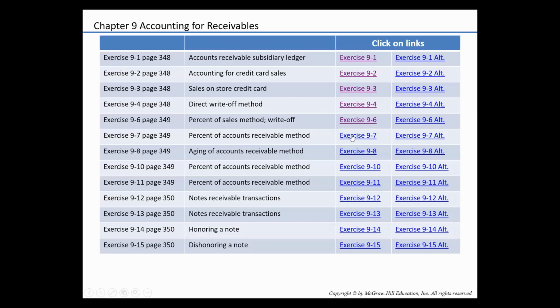And then percentage of accounts receivable method. Maisie Supply Company uses the percent of accounts receivable method. And so on December 31st, it has an outstanding accounts receivable of $55,000. And it estimates that 2% of it would be uncollectible. And so we'll prepare the year-end adjusting entry to record bad debt expense, assuming that the allowance for doubtful accounts has a $415 credit balance before the adjustment.